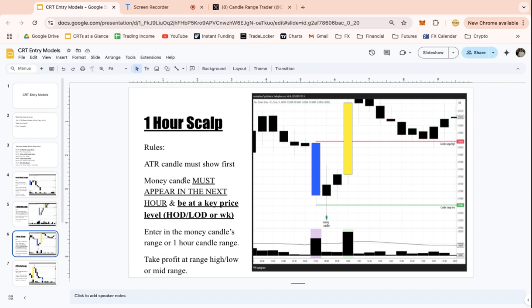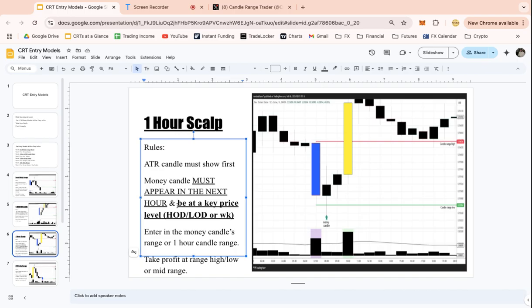Next, the 1-hour chart has to show in the next hour a money candle that has to poke below the range and then close back inside of it. All right, once you see your money candle in the next hour, then that's when you're going to start trading. But the catch to that is this.